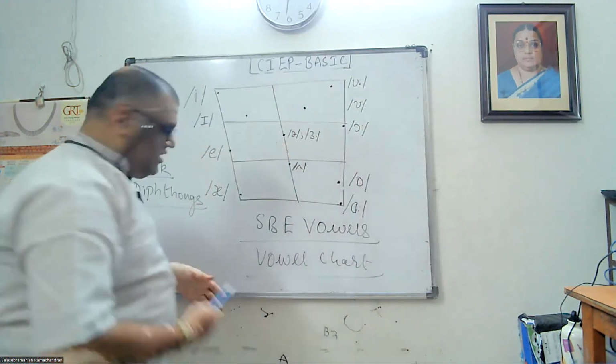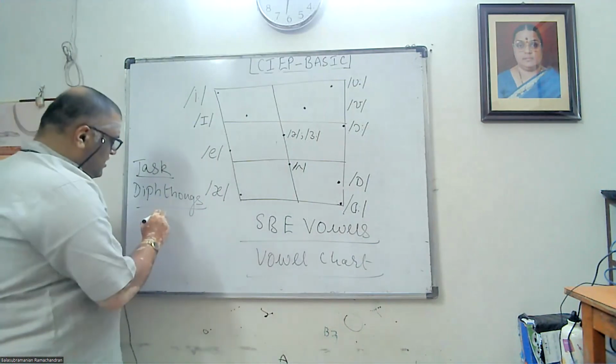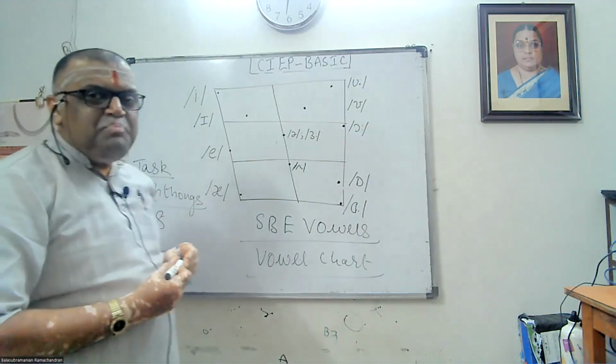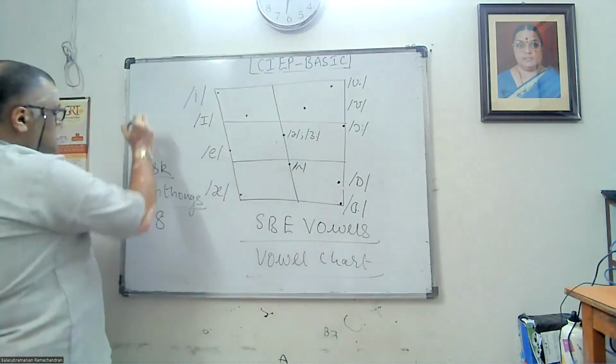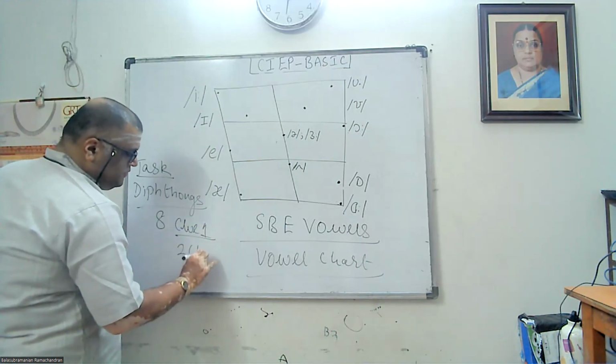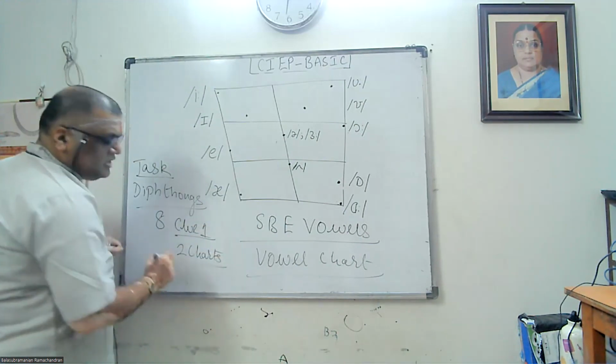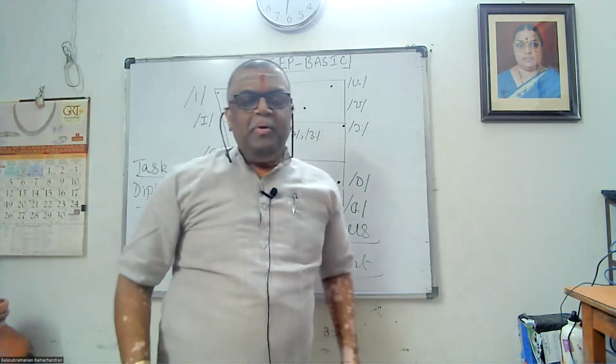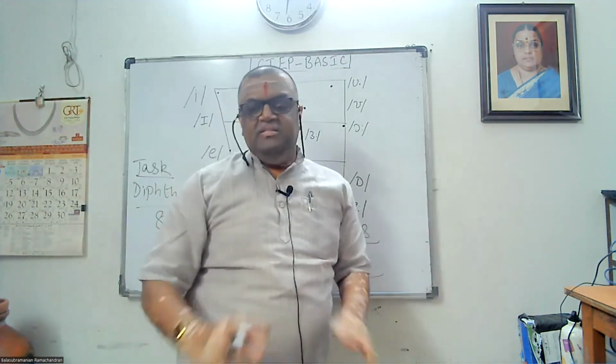Okay, so for the diphthongs, remember there are 8 diphthong sounds. Let me give you a clue. Let me give you 2 clues. Clue 1, you need 2 charts. That's what I can say. So let's see how quickly you are able to do it. This is not a worksheet, it's a task.